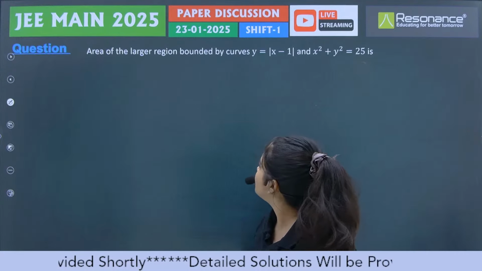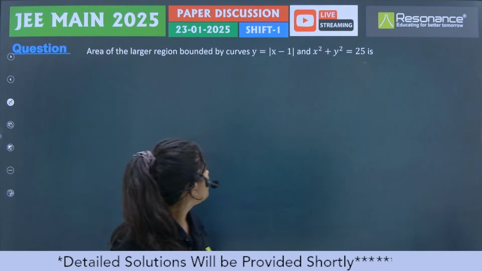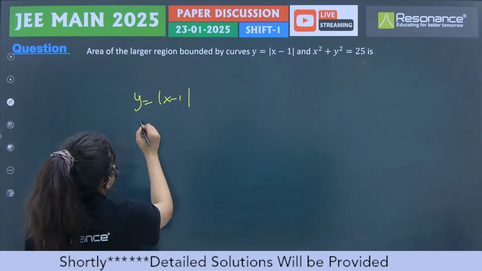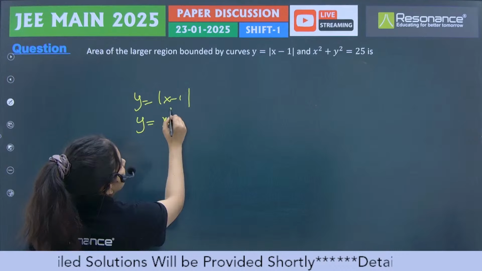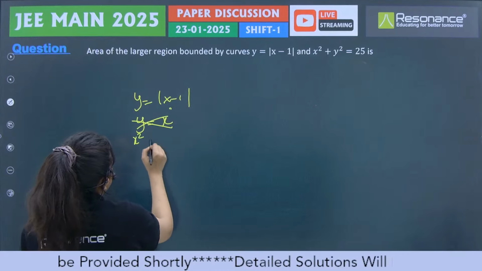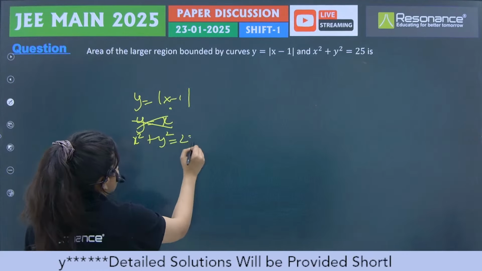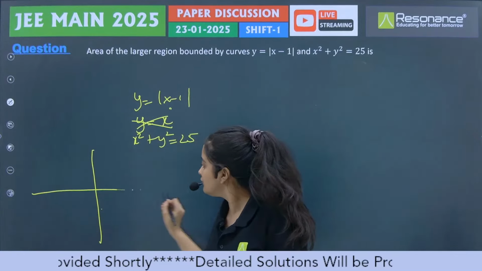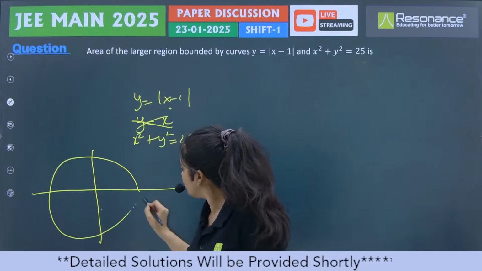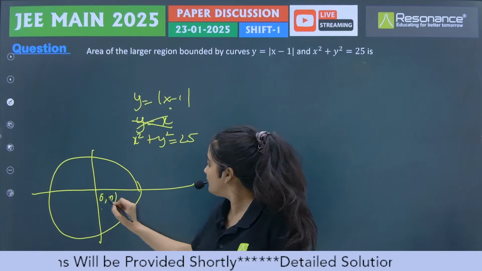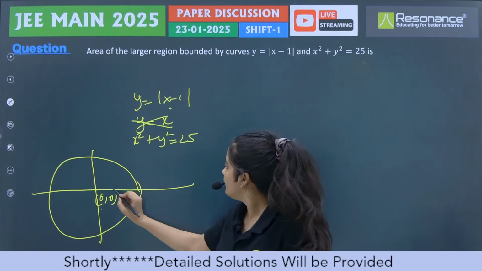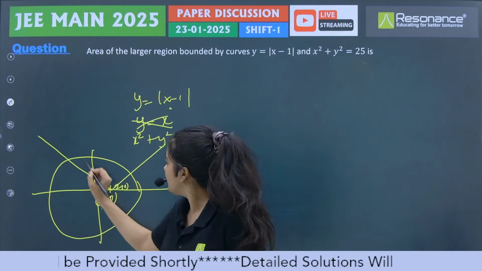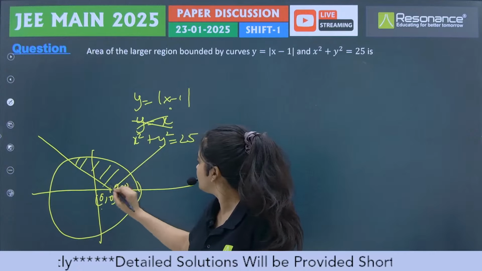Moving forward to the next question. You are given two curves, y equals mod x minus 1 and x square plus y square equals 25. So in this one, let's draw the graph first. You are given a circle whose center is (0,0) and radius is 5, and y = |x| minus 1. And I have to find this area.